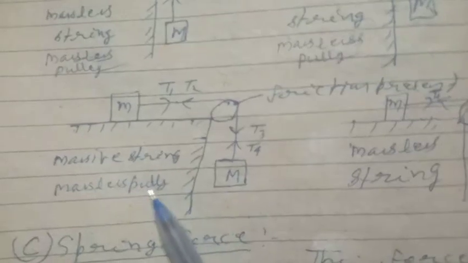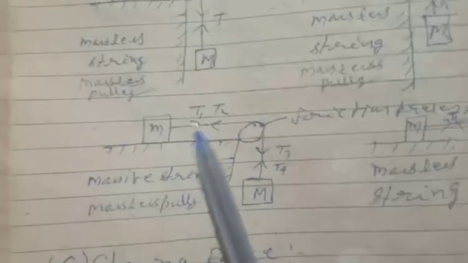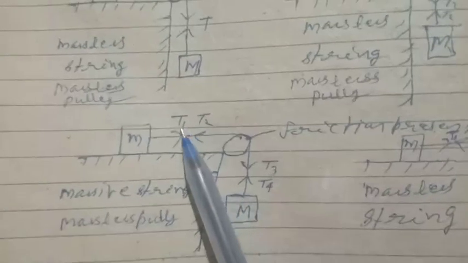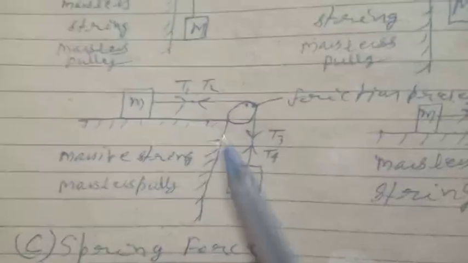Now the third: massive string and massless pulley. The pulley is massless, but the string is massive, that is, its mass is considered. So the tension at every point will be different. That is, for this body the tension is T1, for this pulley the tension is T2, for this T3, and for this body T4. The tension at every point will be different, because the tension depends on the mass of the string, in this situation.